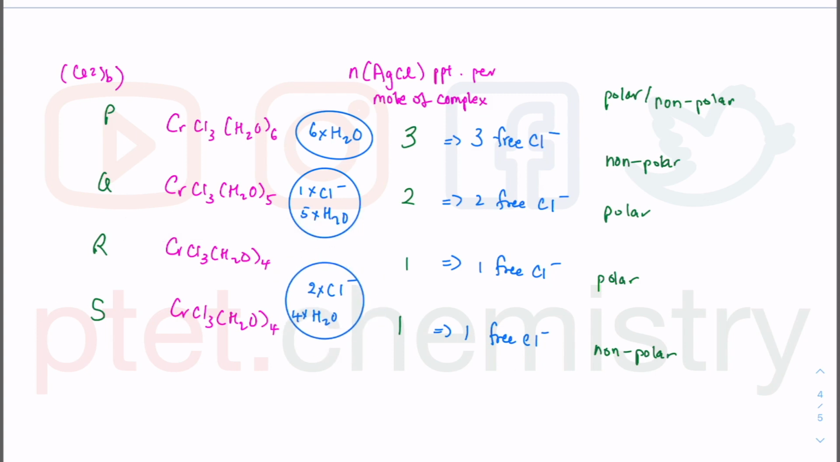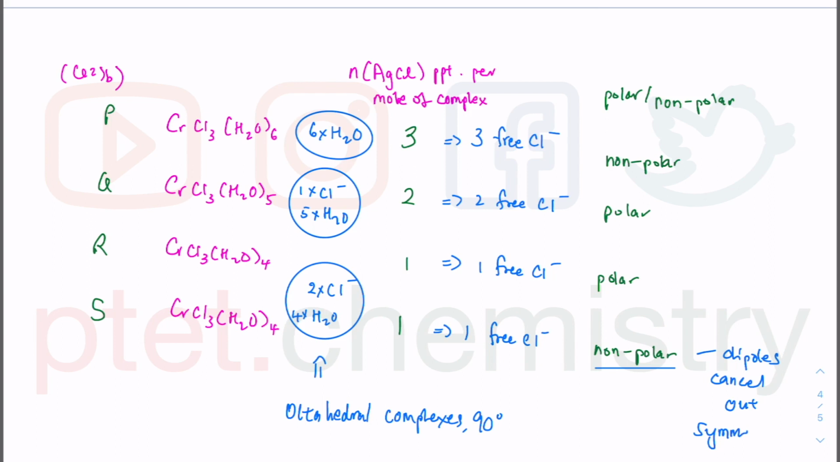But what is different is one is polar and one is non-polar. As you can imagine, these are all octahedral complexes. Octahedral complexes have bond angles of 90 degrees to each other. The fact that this is non-polar means that dipoles cancel out. As you can imagine, there's a symmetry. So we are looking at symmetry. And we have 2 times Cl minus and 4 times H2O. So you can imagine the 2 times Cl minus at 180 degrees to each other. That's why they cancel out, and the 4 water is square planar in the middle of the plane.